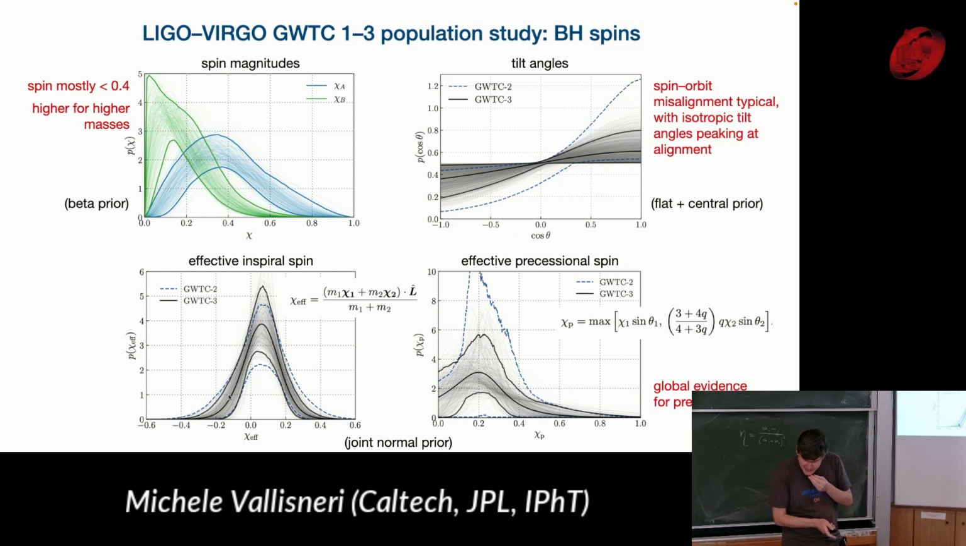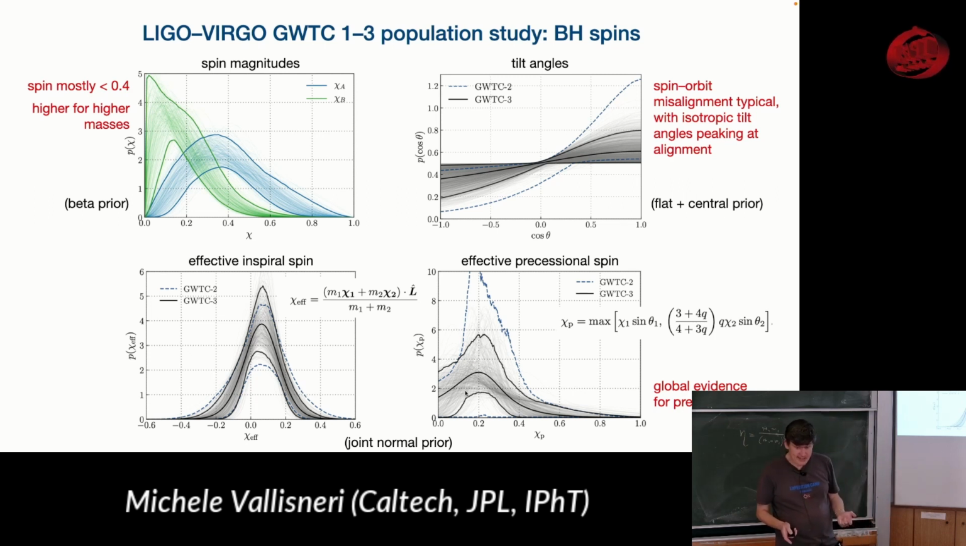What else? Effective inspiral spin. This one is a bit displaced from 0. Okay, so this would be alignment. A positive number would be alignment, and negative would be misalignment. This seems to speak against dynamical formation. In dynamical formation, you expect to have a symmetric distribution of anti-aligned and aligned spins.